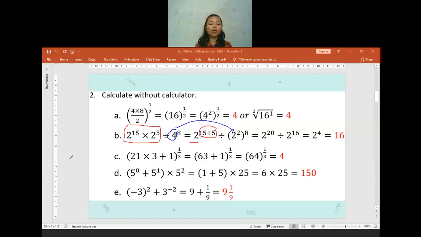2 to the power of 15 plus 5 will be 2 to the power of 20. And then for 2 to the power of 2, to the power of 8, it will be 2 to the power of 16. Power meets power, we multiply. Now we have a division. When we have division, we subtract the powers. 20 minus 16 will be 4. We have 2 to the power of 4, which is equal to 16.